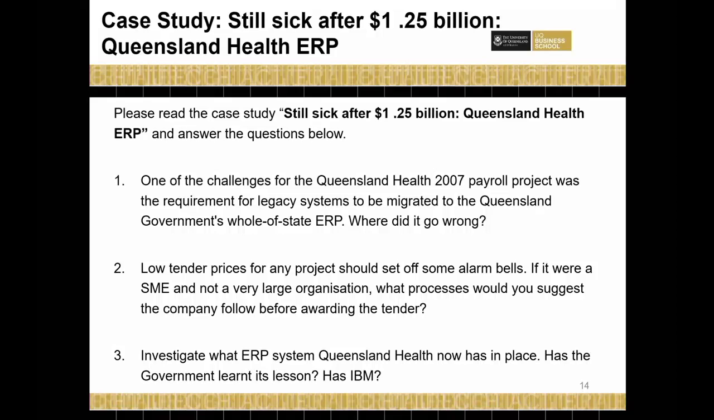How should it be done better? Low tender prices, and that suggests that information might have been given about how much money they have available, for any project should set up alarm bells. If it were a small, medium-sized enterprise, not a very large organization, what processes would you suggest the company to follow before awarding the tender? So what would you make sure is in place to avoid the same disaster as in that case study?